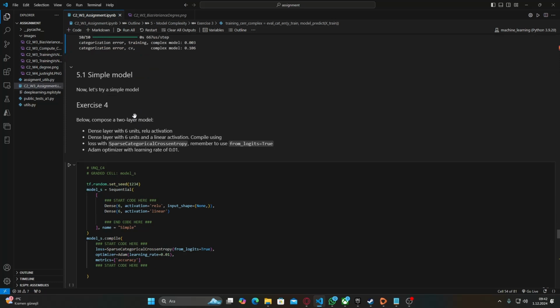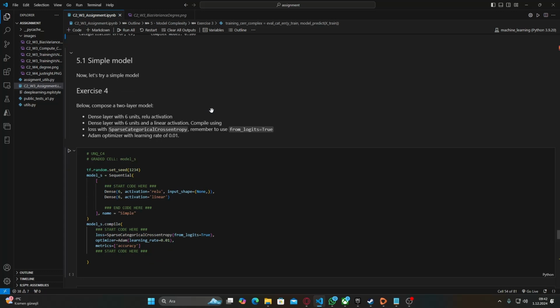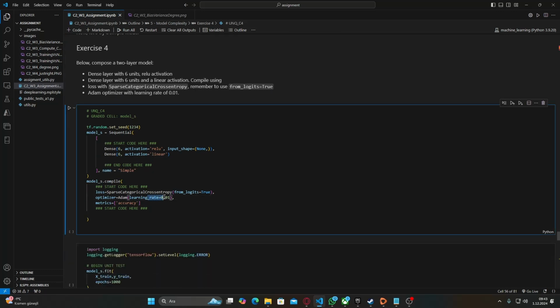Okay, let's try a simple model exercise for comparison. A two-layer model. We have a dense layer with 6 units, ReLU activation, and 6 units linear activation. And loss with sparse categorical cross-entropy, remember to use from_logits=True, and Adam optimizer with learning rate 0.01. It is in here, learning rate 0.01, from_logits=True, and sparse categorical cross-entropy for the loss, and dense layer with 6 linear, and then 6 units with the ReLU activation in here.